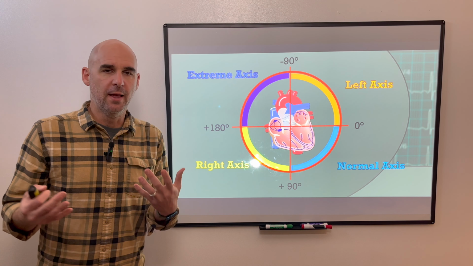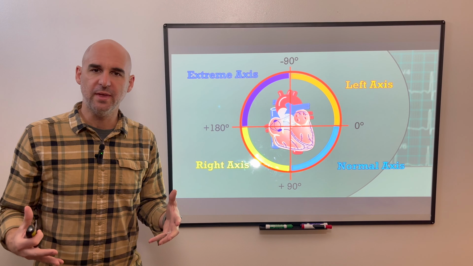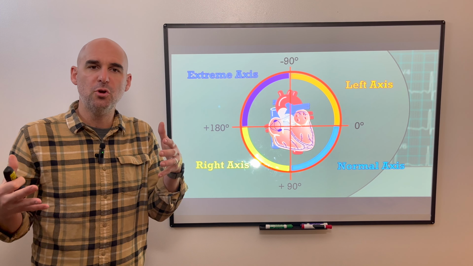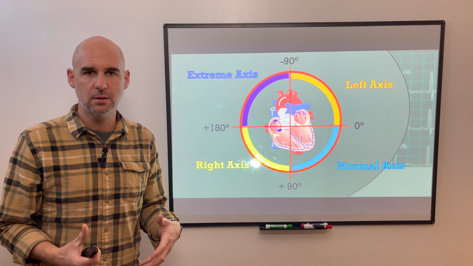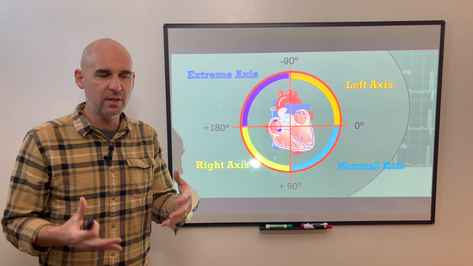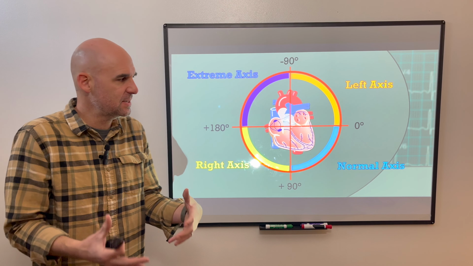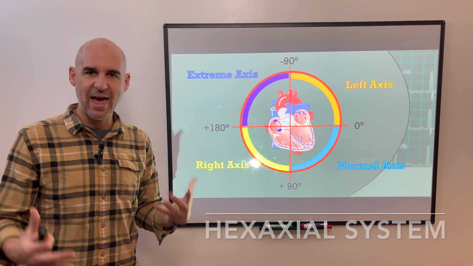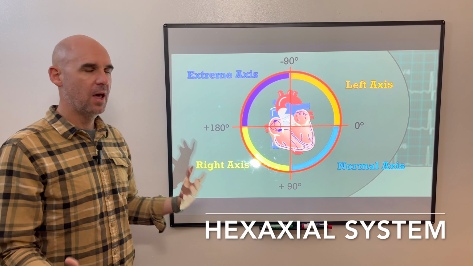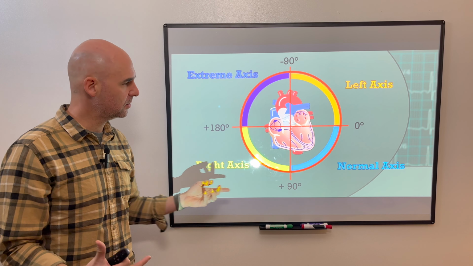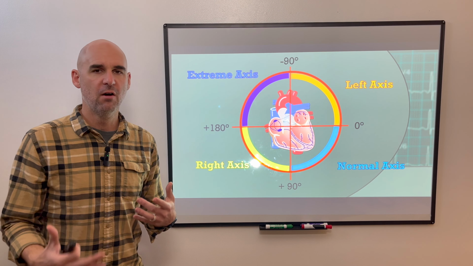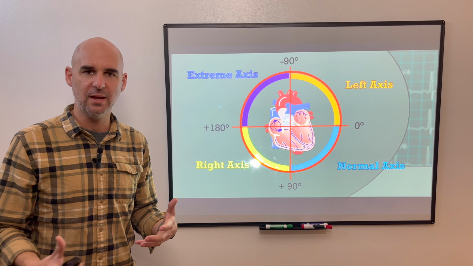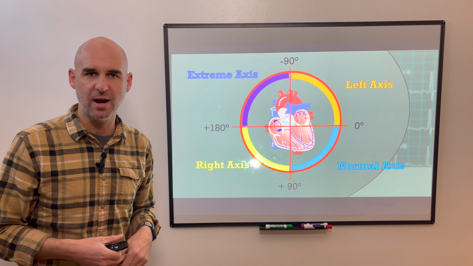Perfect. So one of the cool things we can do to help put a numerical value on axis, so that we can coordinate exactly where that axis is, is use degrees. We use this thing called the hexaxial system, all right? All that means is it's a numerical system, and you can see it on here, a way of numerically determining exactly where that average direction is.